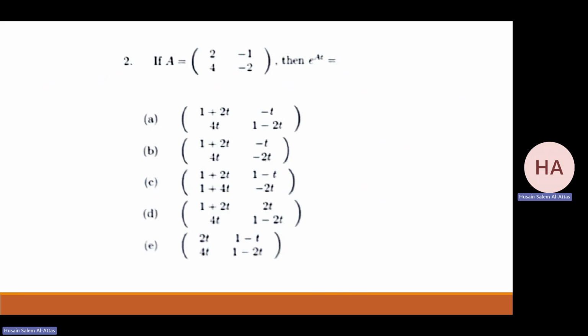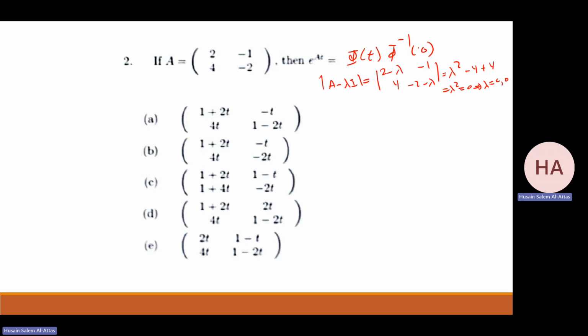Okay, I need to solve the system. I need to use this phi t times phi inverse at 0. I have A minus lambda I, that will be 2 minus lambda, minus 1, 4, minus 2 minus lambda. And that is lambda square minus 2 lambda plus 2 lambda minus 4 plus 4, which is lambda square equals 0. So lambda equals 0, 0.